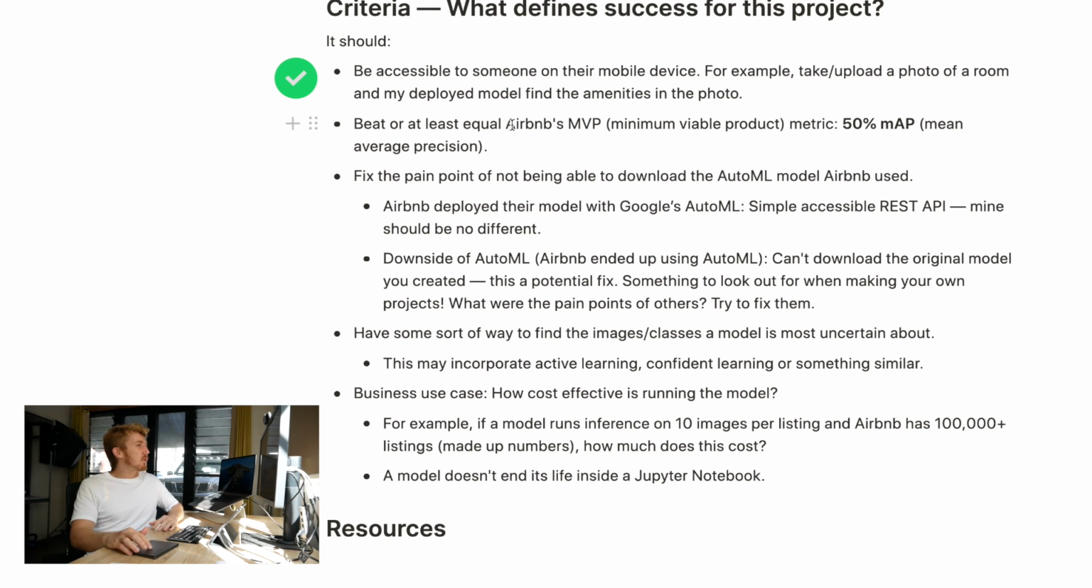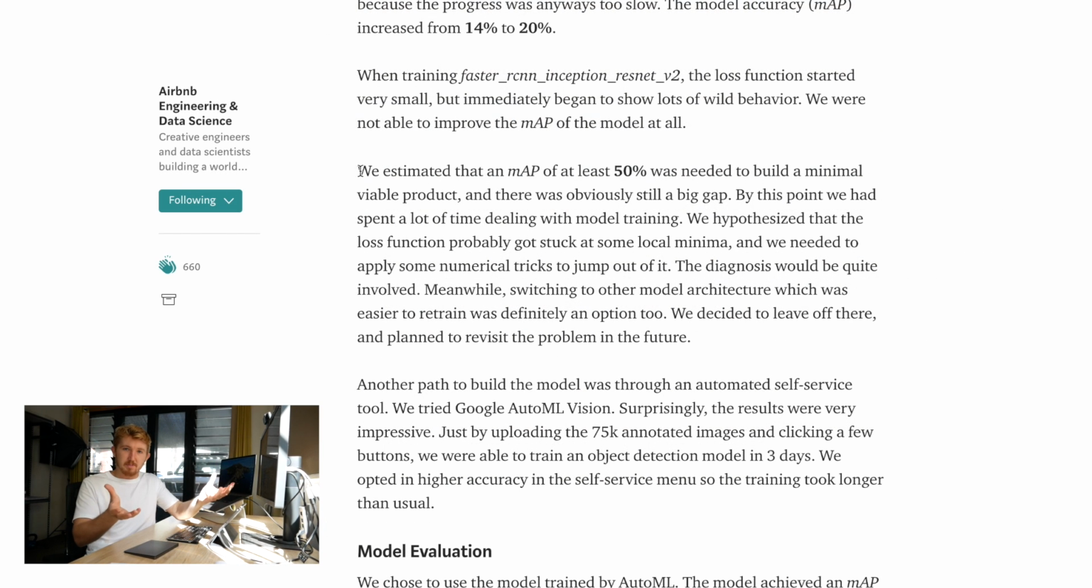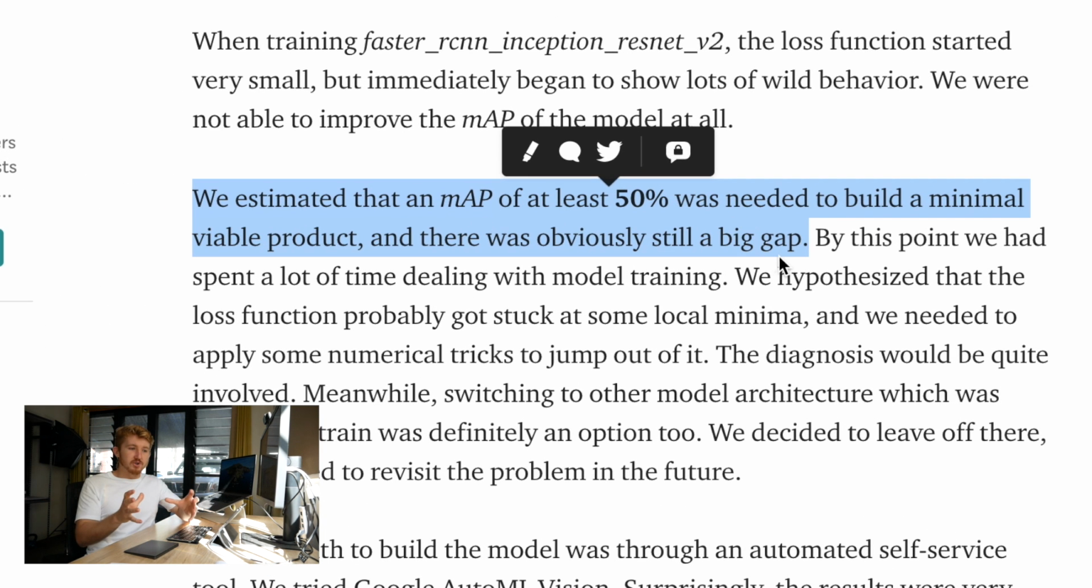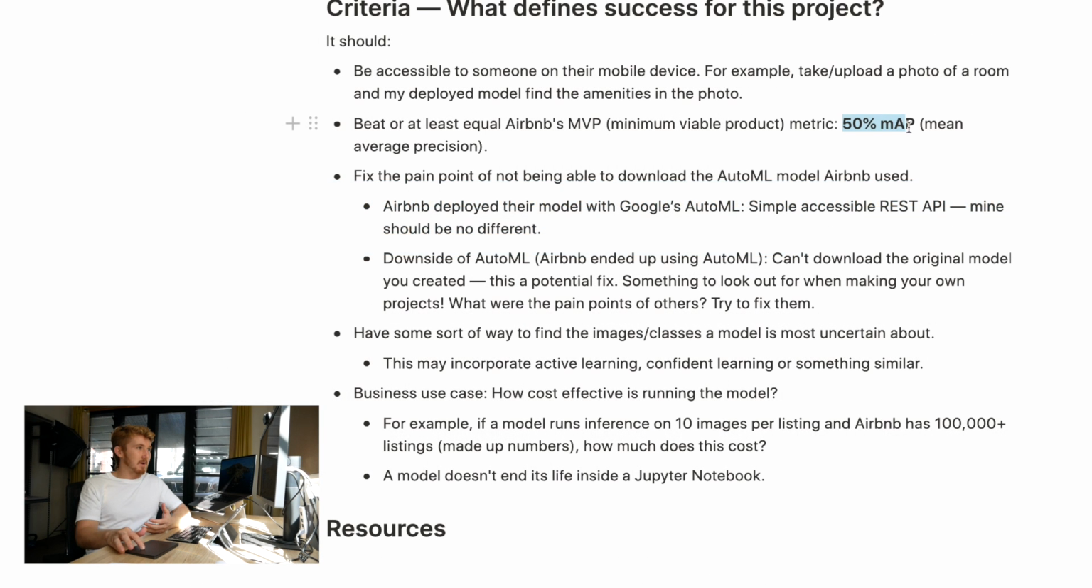Next: beat or at least equal Airbnb's MVP, minimum viable product, metric of 50% mean average precision. I took that from their article, the original recipe I based this whole project on. They said that for their proof of concept to be worth pursuing, it had to get over 50% mean average precision, which is a metric for measuring how good your object detection algorithm is. You can just imagine it, the higher the better. Mine did not beat this, so I get a big fat fail for that.